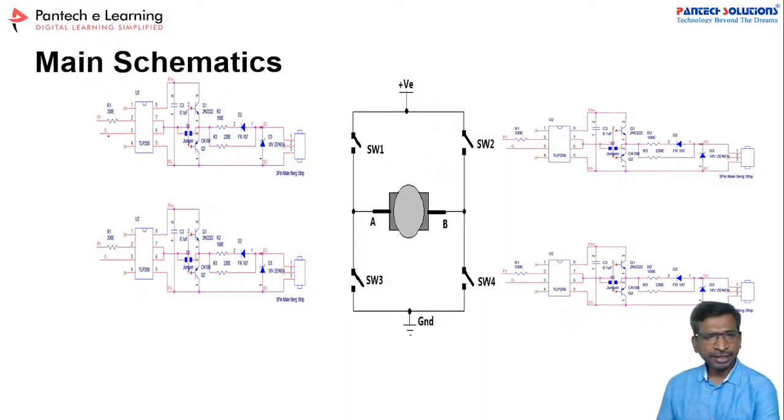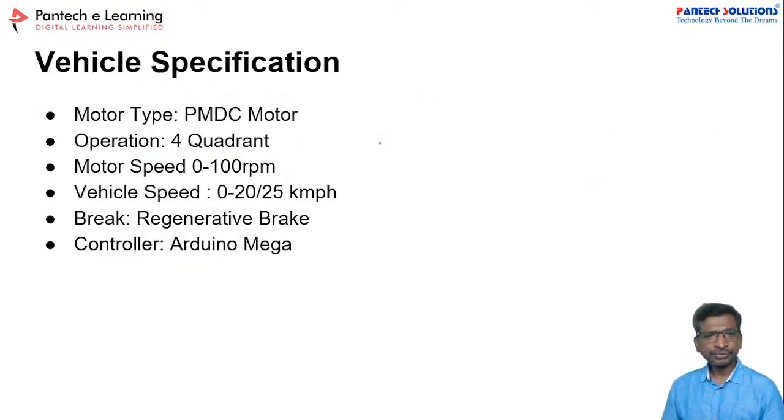And see here, this is one set of the chopper. Similarly, we have used two of them. Now the vehicle specifications: the PMDC motor operates with a 4 quadrant chopper, motor speed is 100 RPM, and vehicle speed is maximum 20 kilometers per hour. For braking, we have used regenerative braking.